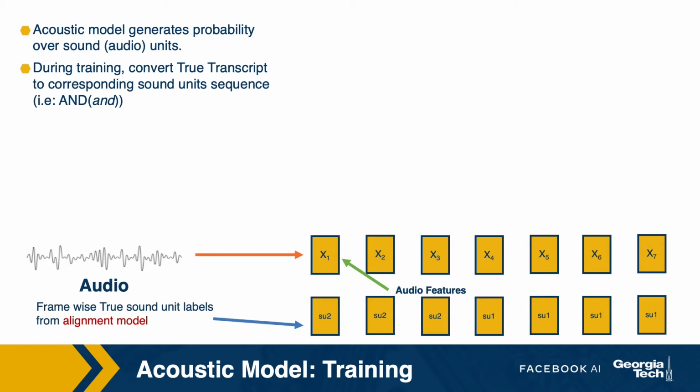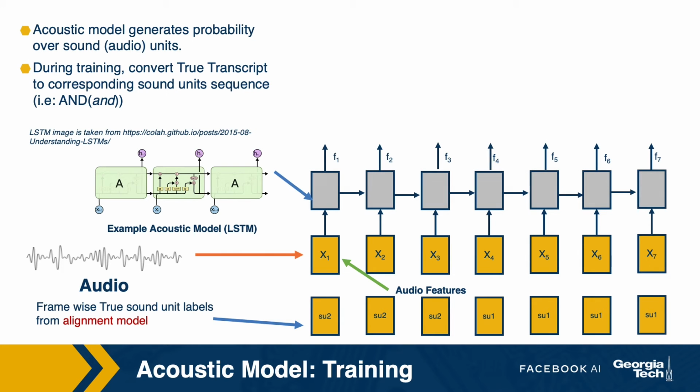And say we have another model called the alignment model, which will take as input the sequence of sound units in the transcript and tell us from what frame which sound unit was spoken. Because in training, what we have is the audio and the corresponding transcript. The training data does not contain information like from frame 1 to frame 3, I spoke sound unit 1, from frame 4 to frame 5, I spoke sound unit 2, and so on. So we use this alignment model to get, at each frame, what was the sound unit spoken given the transcript of the audio.